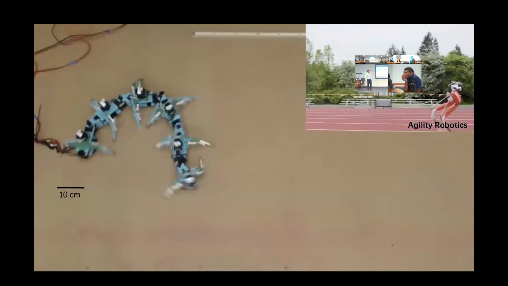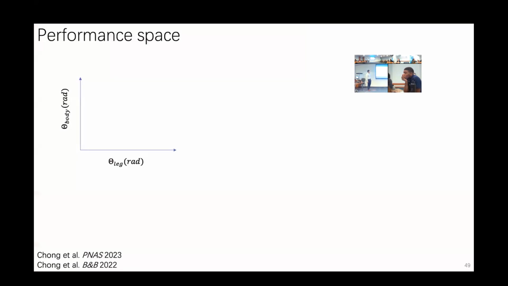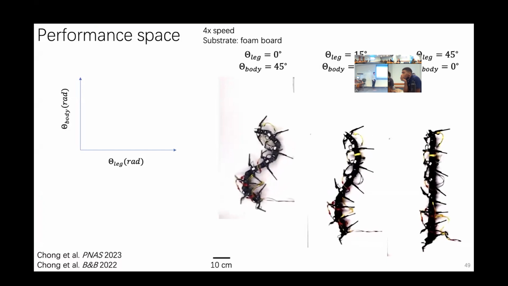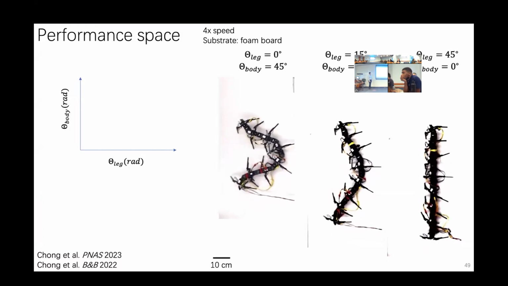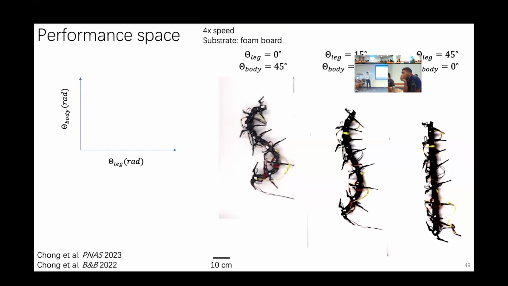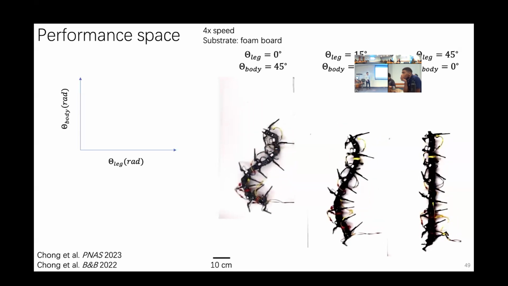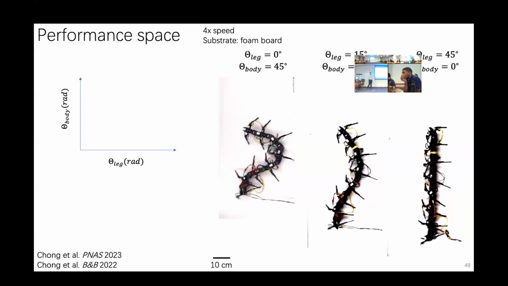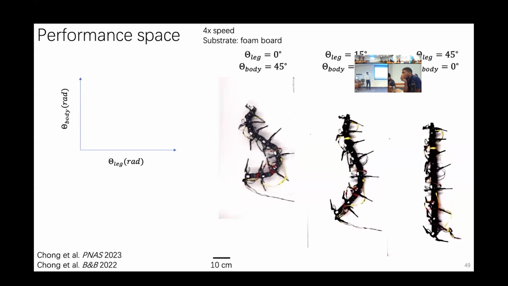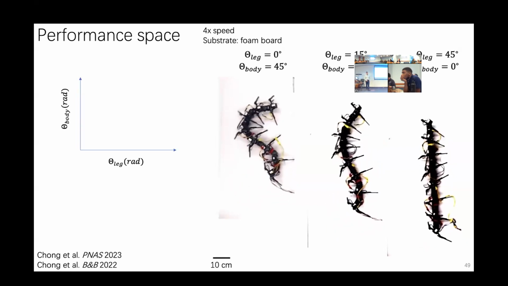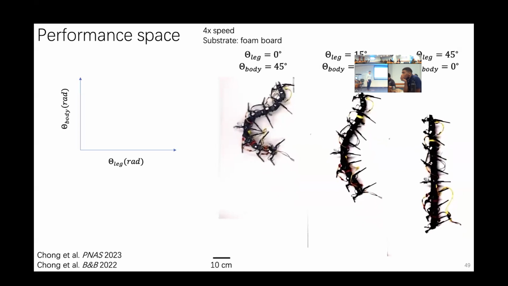And to test this hypothesis, we construct a performance space. The x-axis is the amplitude of leg movement. The y-axis is the amplitude of body movement. And here are 3 sample points across the performance space. Left panel, pure body undulation. Right panel, pure leg movement. The intermediate is somewhere in between. By comparing all 3, we already notice there is an advantage to using your body.